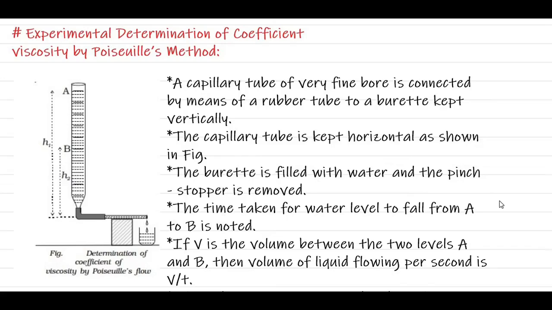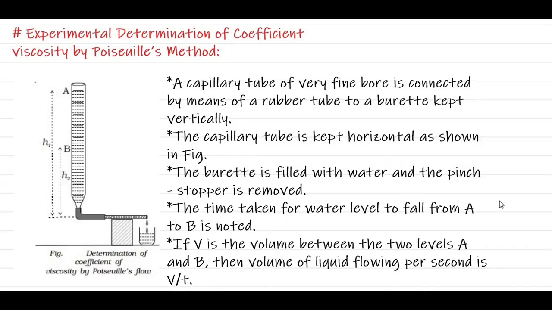So for that purpose we need to do one experiment, and if you get all the parameters required in Poiseuille's equation, then we can easily find out the coefficient of viscosity of any liquid. As you can see in the diagram shown on the screen, we have to take a capillary tube of very fine bore, and it has to be connected with the help of rubber to the vertical burette, or we can say the vertical vessel.